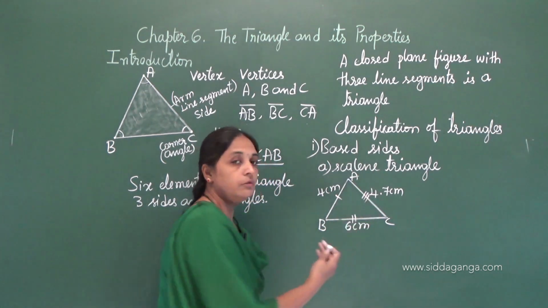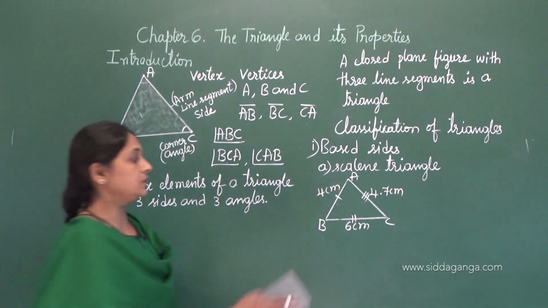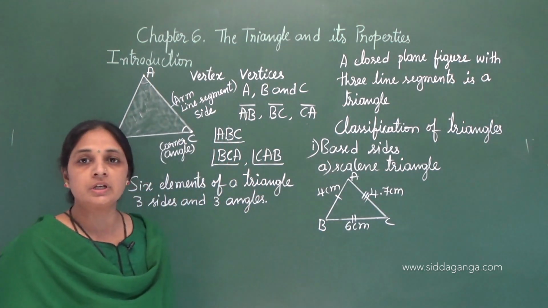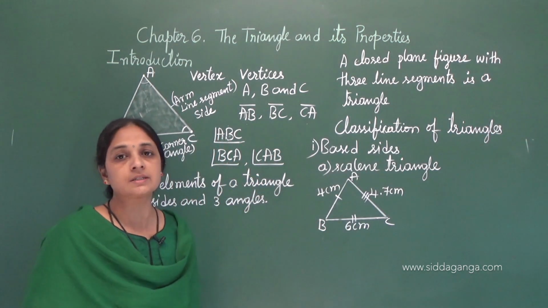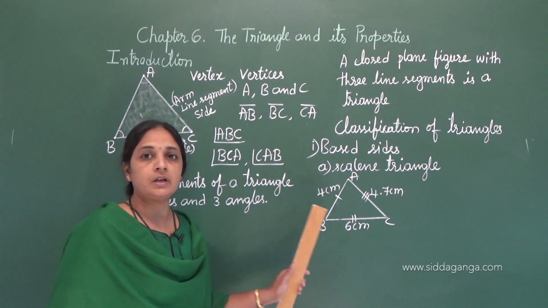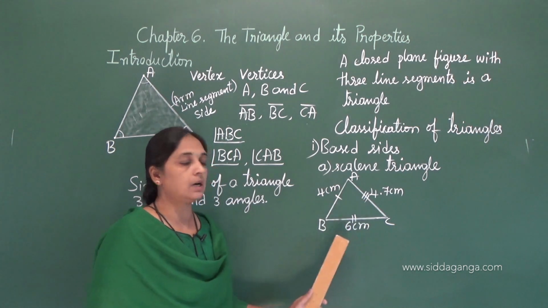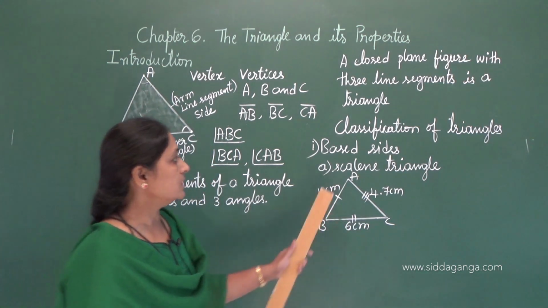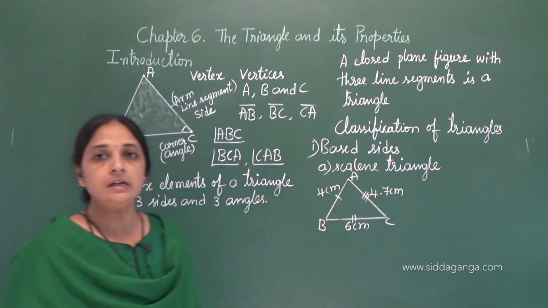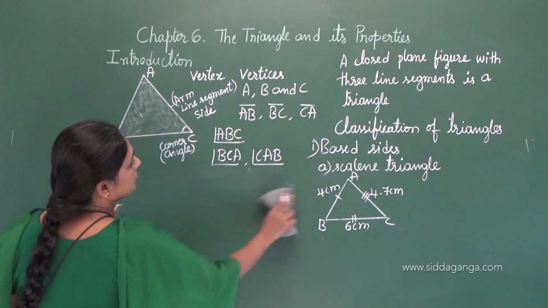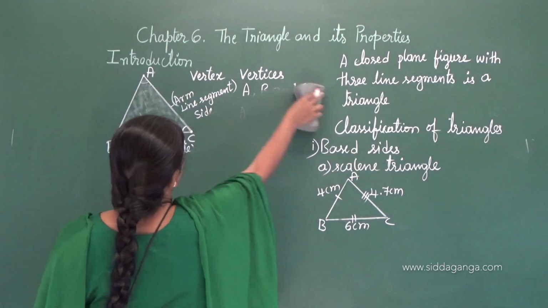So without taking any measurements, without writing any measurements, we can come to know that the given triangle is a scalene triangle because of the symbols marked on the sides. Okay, this is the first one, that is scalene triangle. Then let's move to the second one.